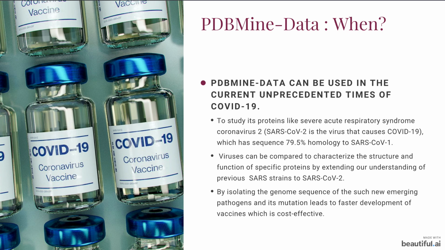And 2, we have seen that the virus is highly transmissible and is mutating at a very fast rate. So when we have such an ever-evolving virus, it's important that we have technology that is cost-effective and time-efficient to isolate the genome and study these emerging pathogens and their mutations for faster development of vaccine. And what better can PDBMine-Data offer than this?